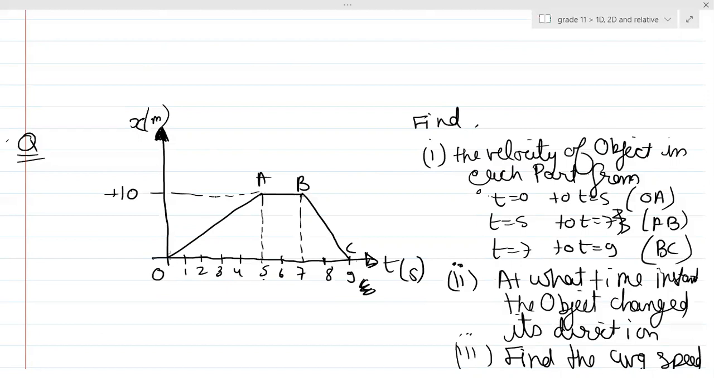It has started from 0, from the origin. So basically, is the OA portion from rest? No, not from rest, because it has a certain velocity, no? So the object started from origin with an initial velocity. How much?